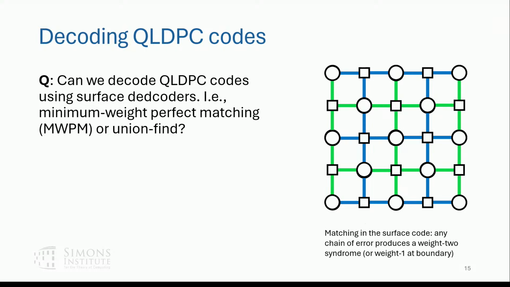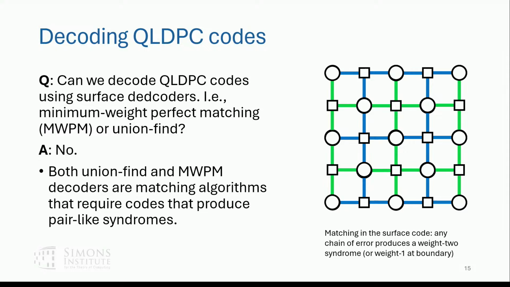Okay, so what decoders can we use to do the decoding for these two separate error detection components? One question you might have is, can we use the surface code decoders that have been around for a while and have been highly optimized and are now getting to the point where they might actually be fast enough to run on a real quantum computer, decoding syndromes in real time? And the answer is, unfortunately, no. The reason is that both union find and minimum weight perfect matching are matching algorithms, and these require a very specific structure from your quantum error correction code.